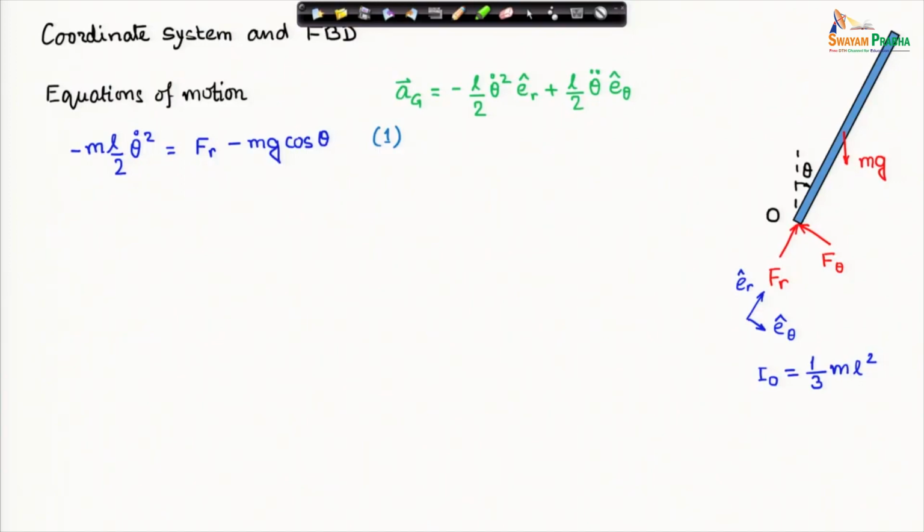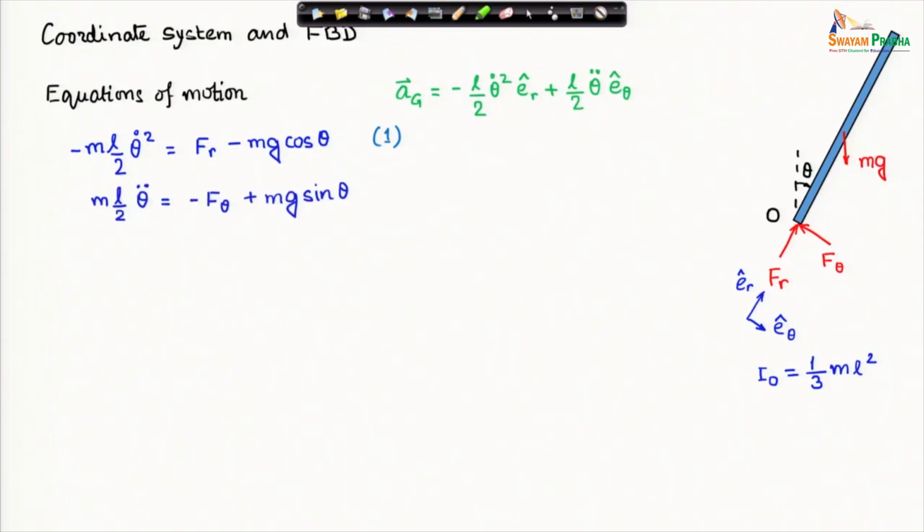I start writing the translational dynamics equation or the linear momentum equations, extended Newton's second law in this coordinate system. The first equation is for e_r cap, mass times acceleration in e_r cap is equal to the net force in e_r cap direction. We have F_r and a component of the weight expressed in this coordinate system. Everything has to be expressed in the coordinate system chosen.